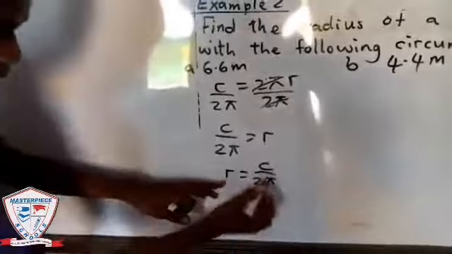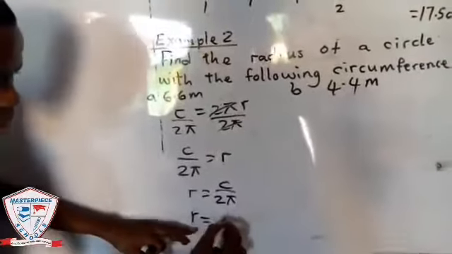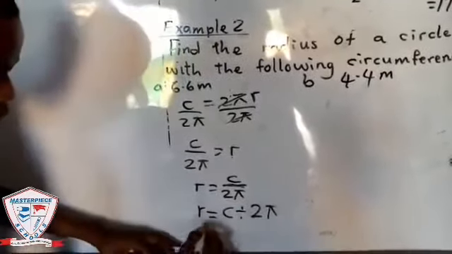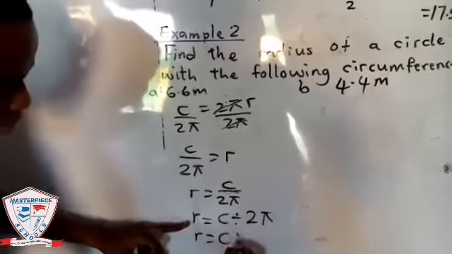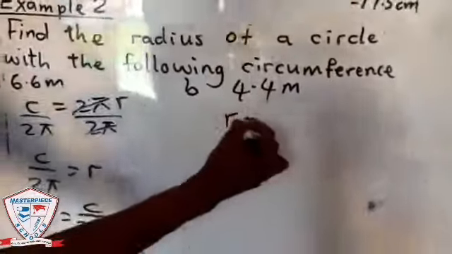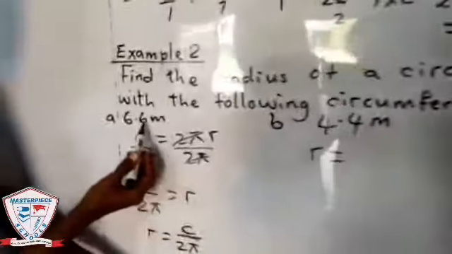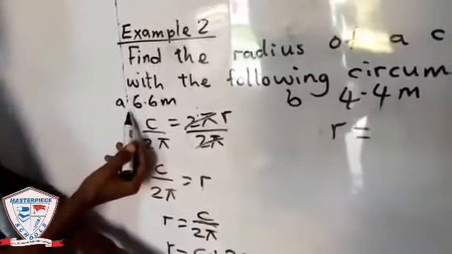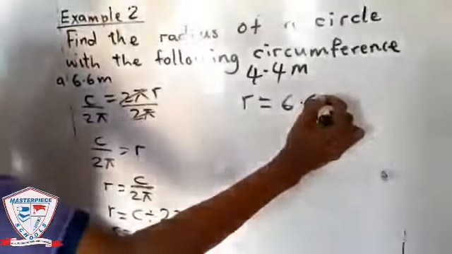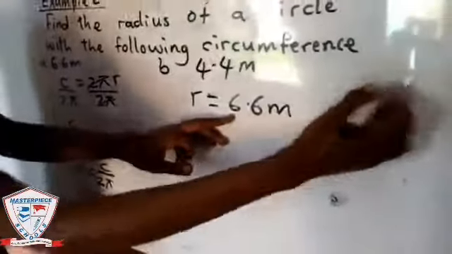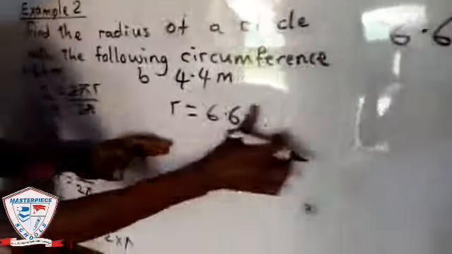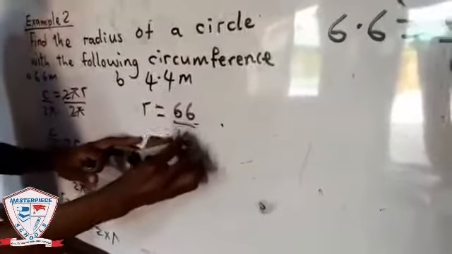This is the same thing as saying R, which is radius, equals C divided by 2 times pi. Let's continue here. Your radius will now be equal to your C in that question. We are solving the first question, so your C is 6.6 meters. Don't forget, 6.6 is the same thing as 66 over 10. So you have 66 over 10. That's your C.